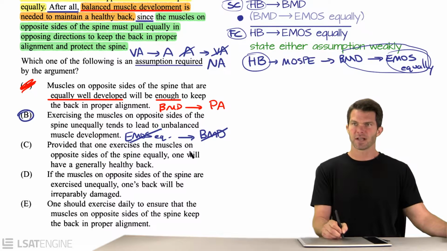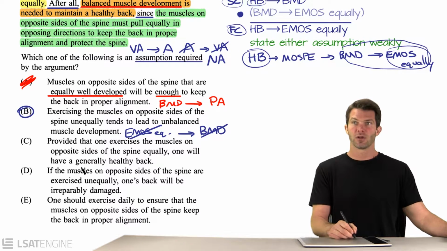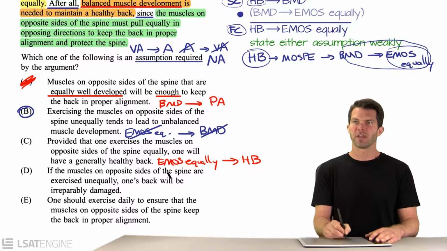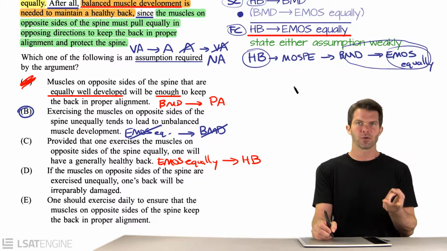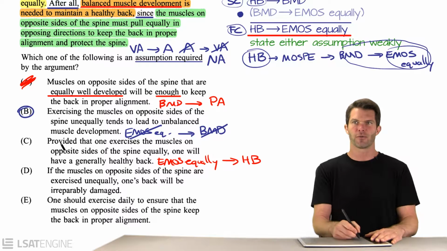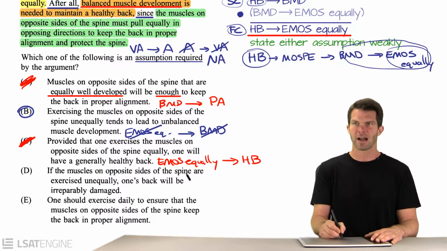C says, if you exercise the muscles on opposite sides equally, you will have a healthy back. Now, that's EMOS equally implies healthy back. And the problem with answer choice C is that it's the converse of our conclusion, right? We're assuming that a healthy back requires this, that this is necessary, not sufficient. C is making it sound like it's sufficient. We don't need this. We're not assuming that it goes the other way. So the problem with answer choice C is it's got the necessary and sufficient conditions reversed. And that's how we're going to talk ourselves out of it.